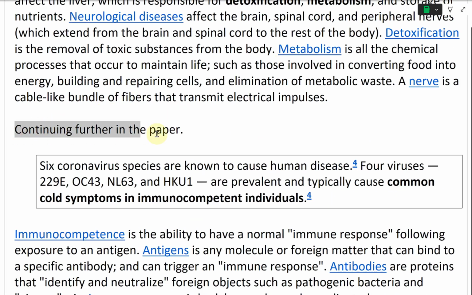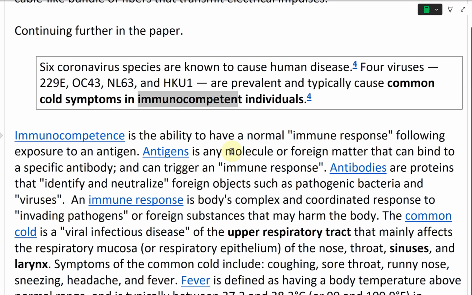All right, let's continue further in the paper. So, six coronavirus species are known to cause human disease, and four of these viruses, 229E, OC43, NL63, and HKU1, are prevalent and typically cause common cold symptoms in immunocompetent individuals. In other words, these are just healthy individuals. You get these common cold symptoms. And let's just go over some background on this common cold and so on.